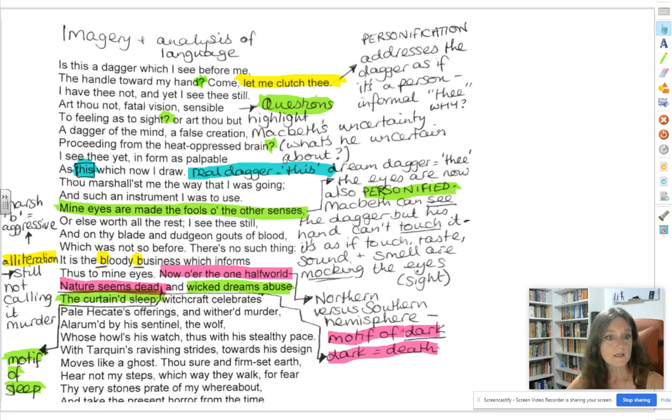So you see there three questions. So it's not just the one question, but it's kind of a whole row of questions, isn't it? And I think that these questions highlight Macbeth's uncertainty. Can you have a little think about what he's uncertain about? I think there are two things that he's uncertain about here. Have a think about that. What is he uncertain about?